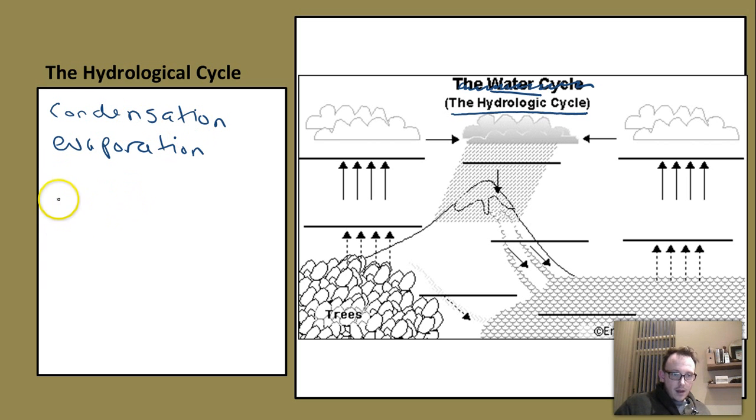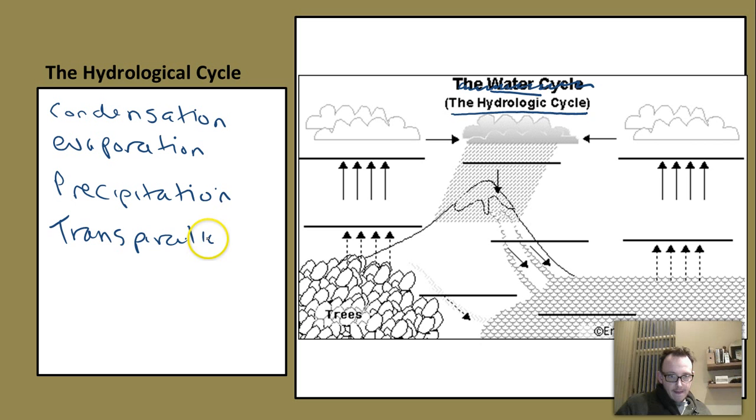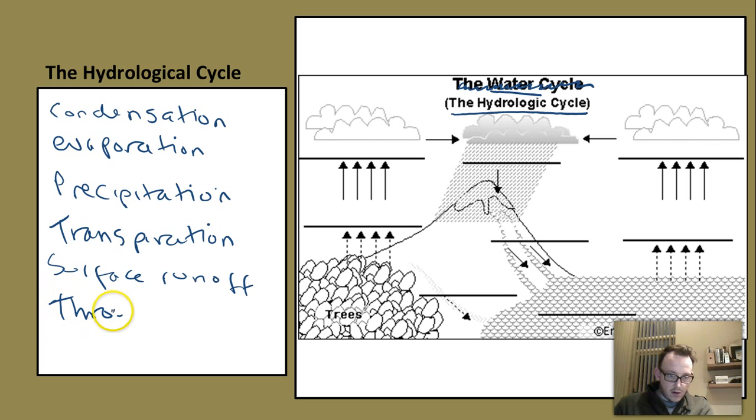Next one is precipitation. And then we've got transpiration. Surface runoff. And ground and through flow, sorry. Six. There we go.